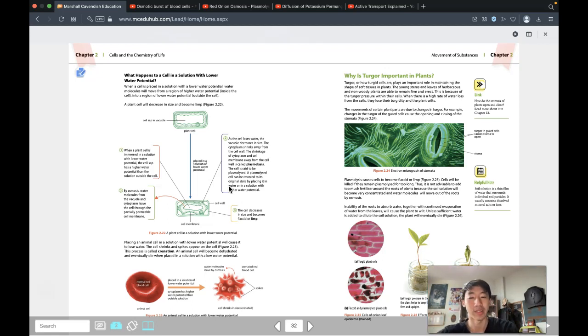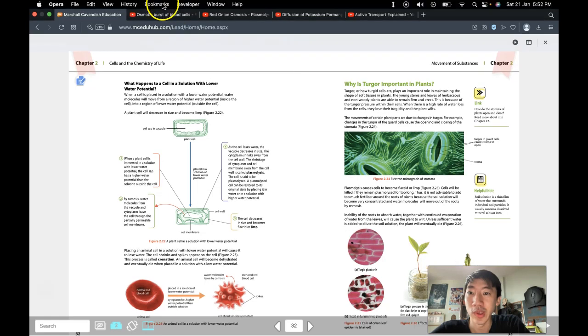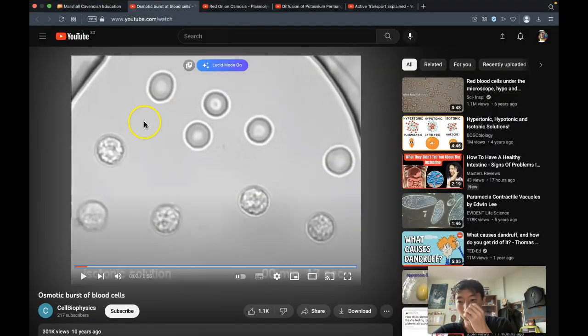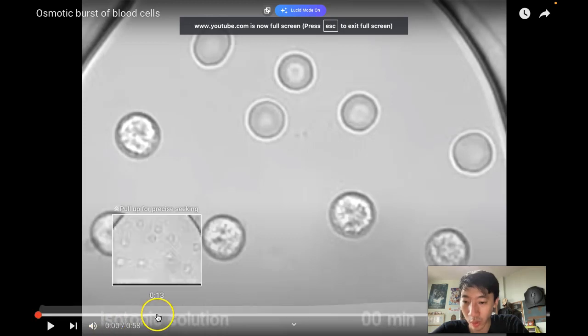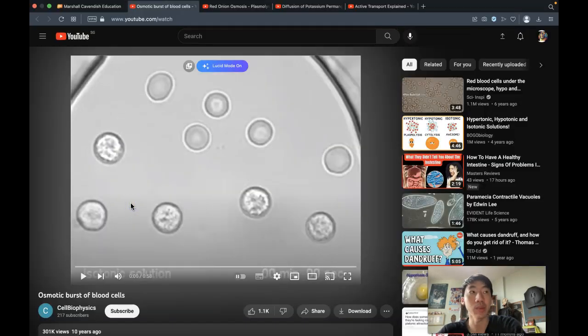Okay, where was I? Okay, yeah, let's watch some videos. So here we have a red blood cell. This red blood cell right now is put into what you call an isotonic solution. Isotonic means equal in water potential. That's the meaning of isotonic.